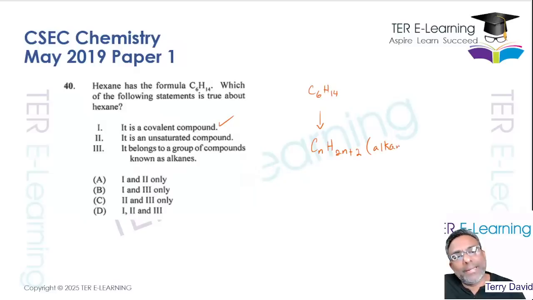An alkane is considered a saturated compound. So therefore this is out. So anything that has 2 in it is wrong. So look at this here. So you know this wrong, you know this wrong, and you know this wrong. So whether you knew if the third one was correct, the only correct answer is B. This one here, it belongs to a group of compounds known as alkanes. Yeah, that's true. So the answer is 1 and 3.